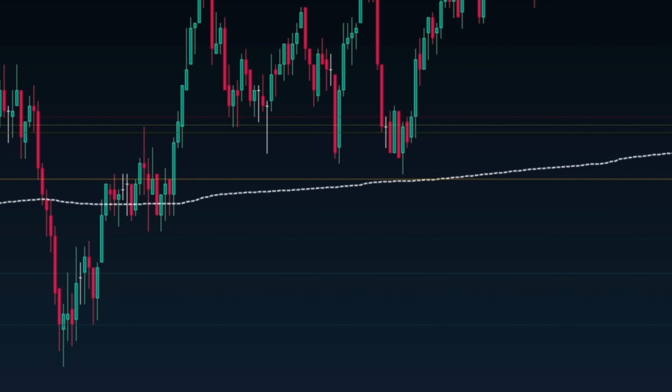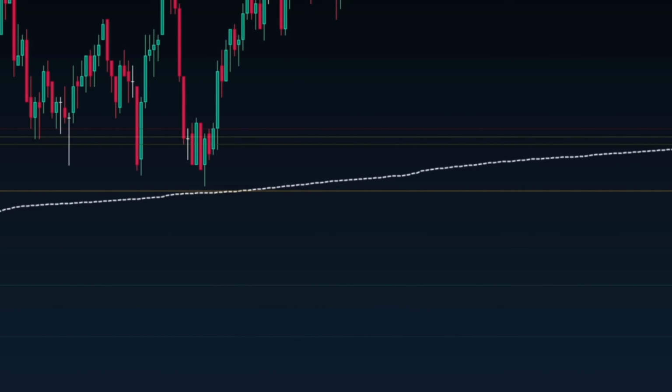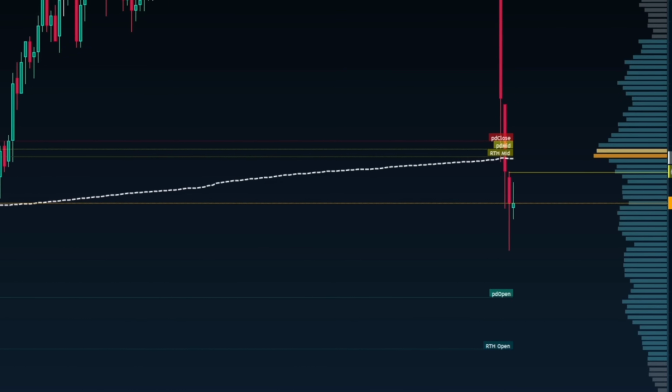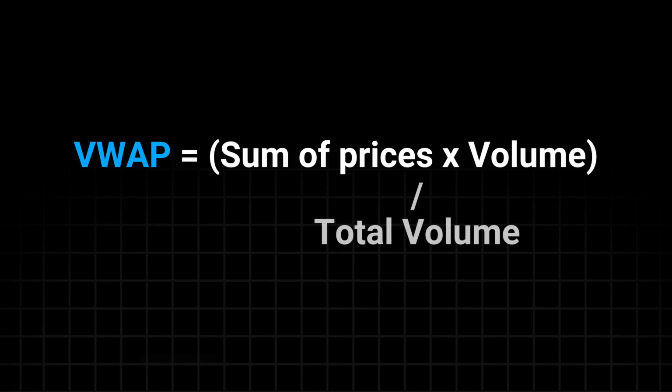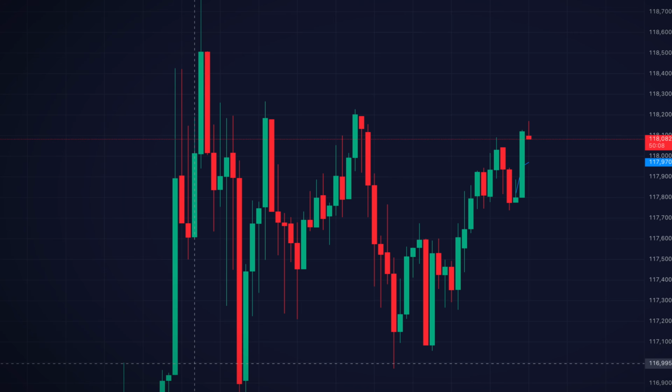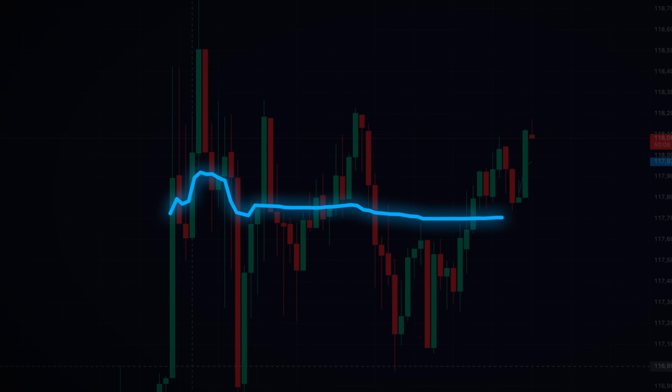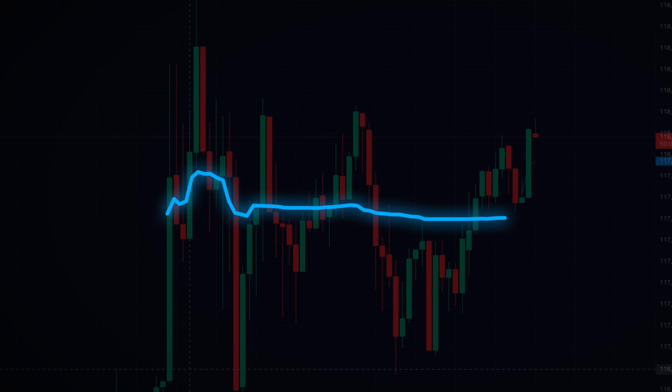It tells you the average price a stock or a security is traded at throughout the day. This is weighted by volume. That means that VWAP isn't just about price. It's about where the most volume or money is flowing in.